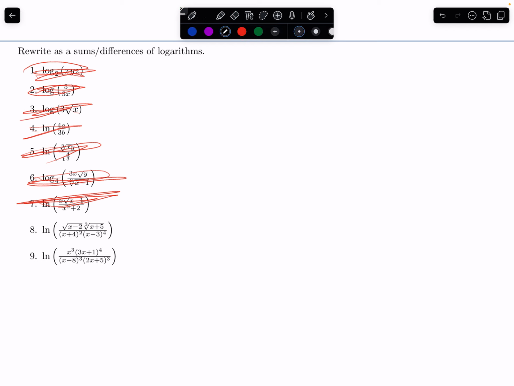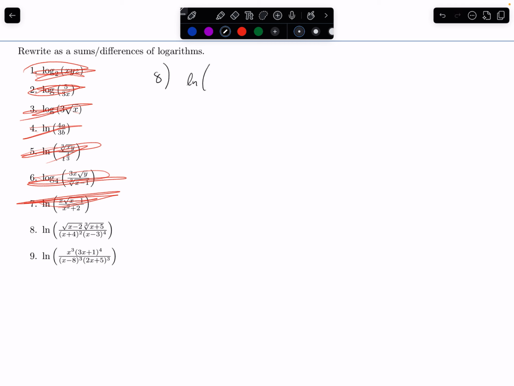Okay, now we got this big, ugly looking thing. For the sake of space, and because I don't want to write this out, I'm going to try to write it out as few times as I can because it's long. I'm just going to do my first step and go ahead and do this division part. So I'm going to do ln of the top minus ln of the bottom.